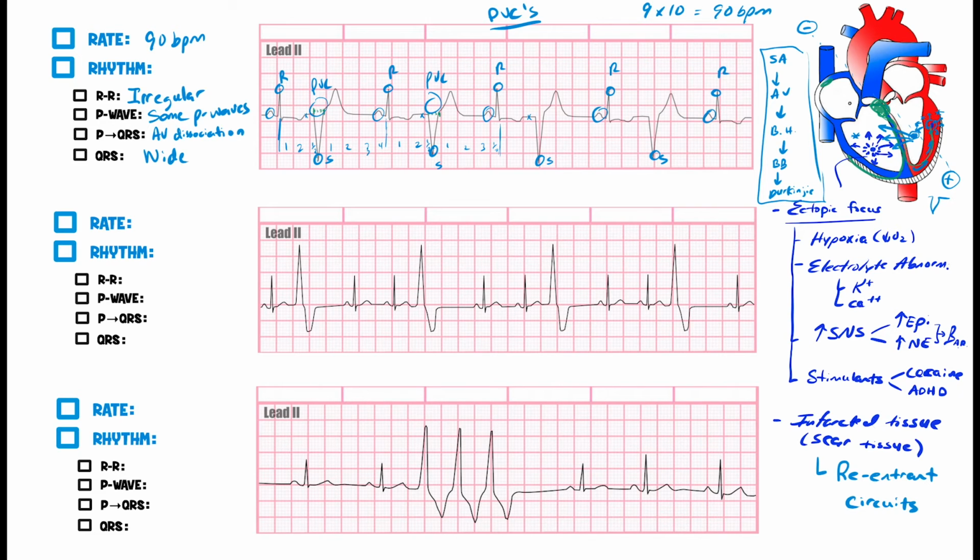All right, so for the next EKG, let's count up our rate. 1, 2, 3, 4, 5, 6, 7, 8, 9, 10, 11, 12. 12 times 10 is 120 beats per minute. That's our rate. Let's go ahead and determine our R to R intervals. Oh my gosh, we don't even have to keep going here. It's obviously irregular. So this is definitely not a regular R to R interval. This is super obvious, okay?